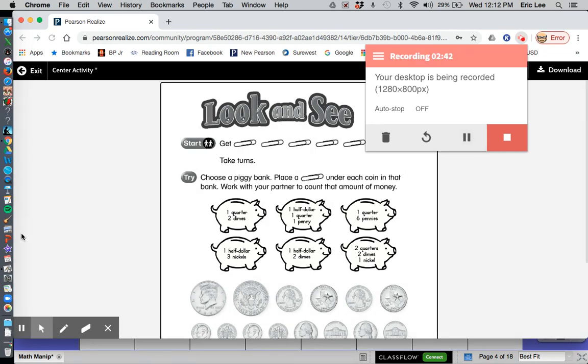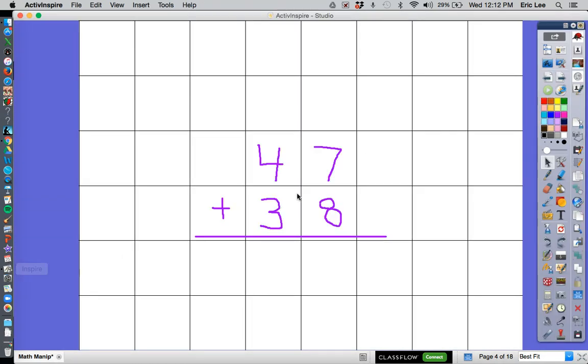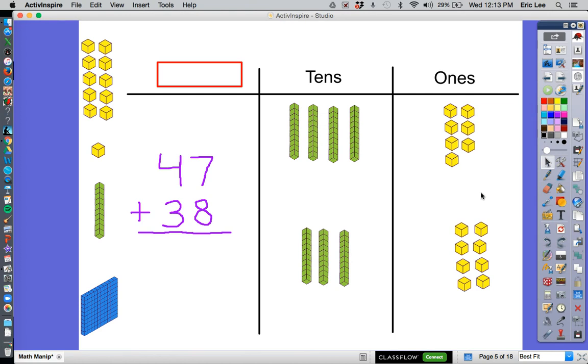Okay, let's take a look and see how you did. Let's go back over here. So you had 47 plus 38. Let's solve it over here, looking at the models to see what it's going to look like. I have my ones column. I'm going to add first 7 plus 8. Here's my 7 ones plus my 8 ones. Let's add that up. It's going to be 15, but let's prove it.